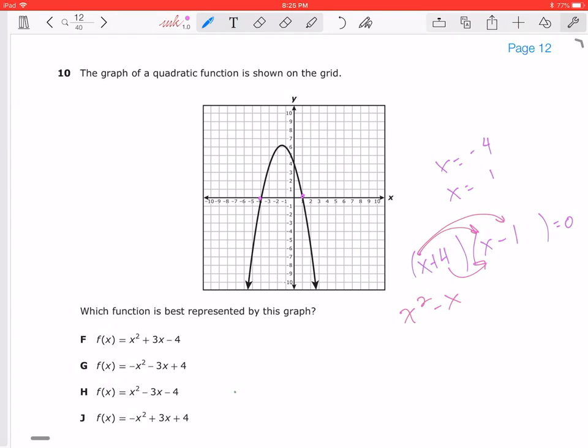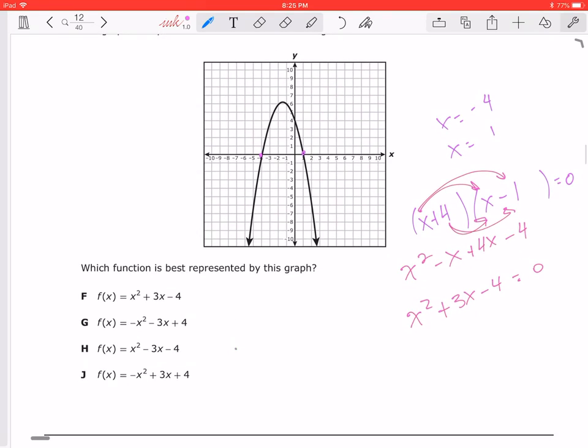X times -1 will give me negative x. Then I have 4 times positive x, which will give me plus 4x. And then 4 times -1, which will give me -4. So I'm going to combine like terms, so that's going to give me x squared plus 3x minus 4 is equal to 0. Okay, well, I think I'm done. So my answer choice is F.